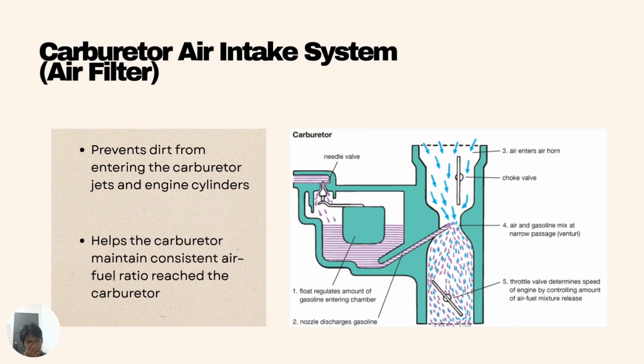First is the carburetor air intake system. The air filter prevents dirt from entering the carburetor jet and engine cylinder. It helps the carburetor maintain a consistent air to fuel ratio.